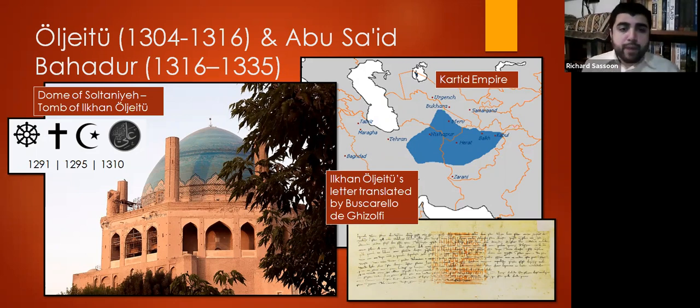Now, Abu Sa'id Bahadur doesn't really have much to distinguish his reign, and when he came to power, he executed Rashid ad-Din Hamadani, so we don't have a good historical chronology of what happened during his reign, but we do know that he died in 1335 without any successors.